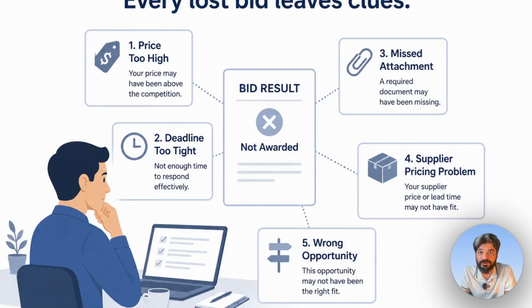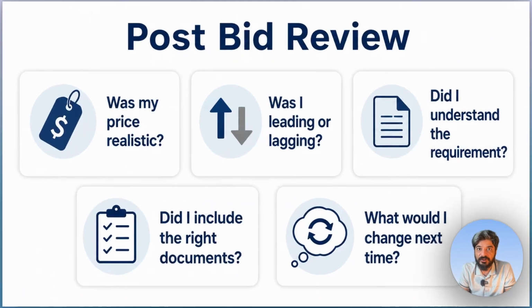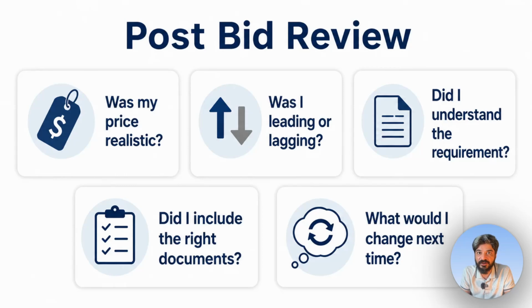Maybe your price was too high. Maybe the deadline was too tight. Maybe you missed an attachment. Maybe you need better supplier pricing. Maybe you picked the wrong opportunity. After each bid, ask: was my price realistic? Was I leading or lagging? Did I understand the requirement? Did I include the right documents? What would I change next time?